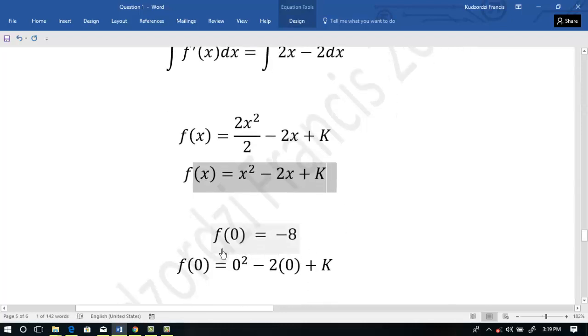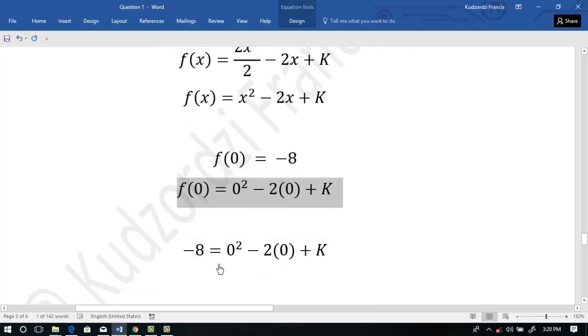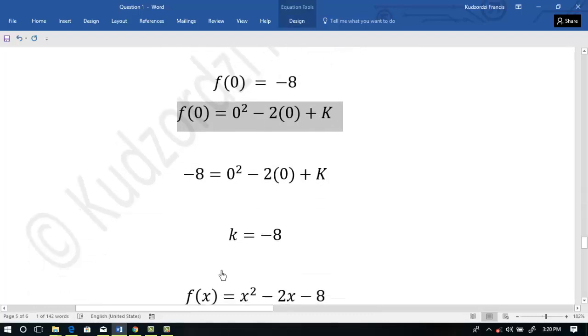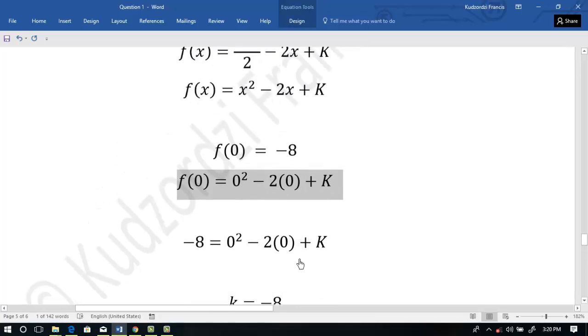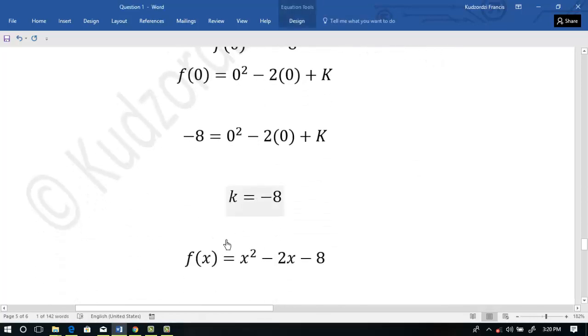Now the next thing we do is to use the initial value again. So when x equals 0, we put x equals 0 here. So we get something like this. Now f of 0 is equal to negative 8. So we substitute it, we get this. So we find the value of k to be equal to negative 8. So we just substitute back into this function, the function that we are looking for. Then we get our function to be f of x equals x squared minus 2x minus 8.